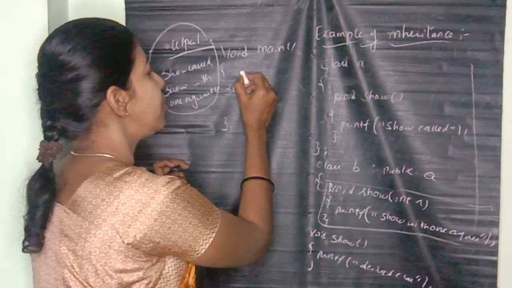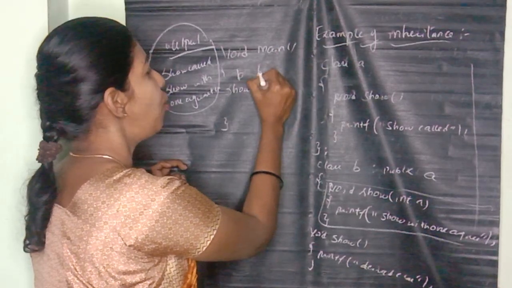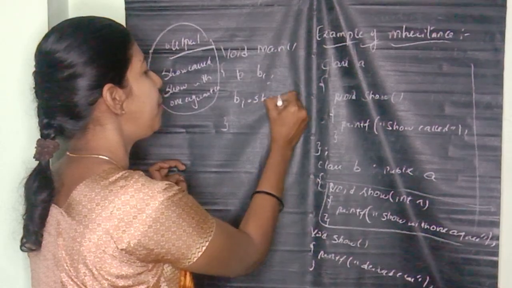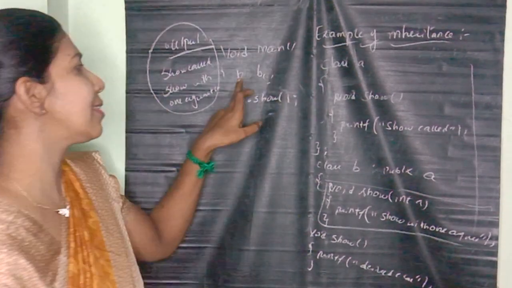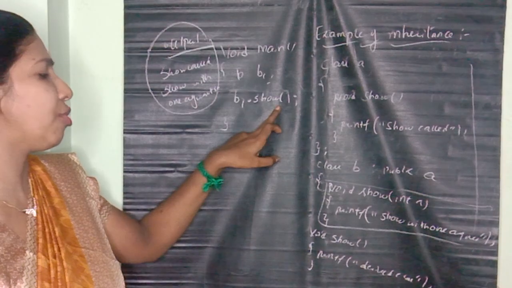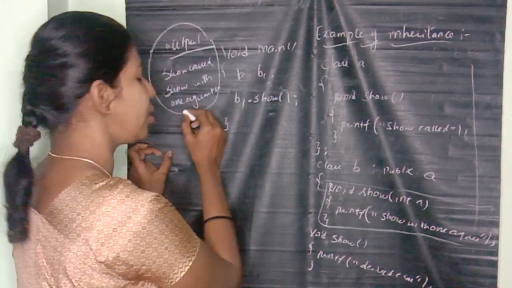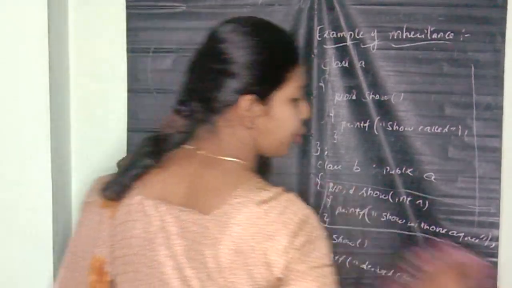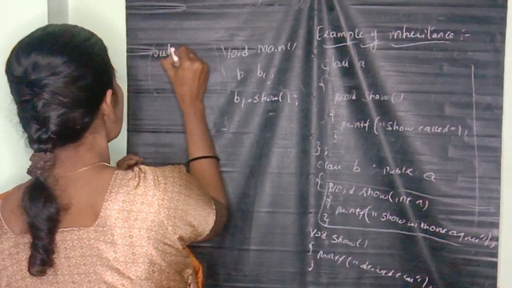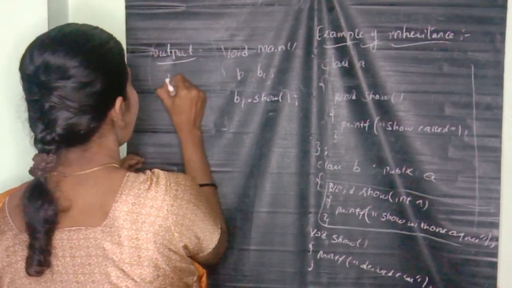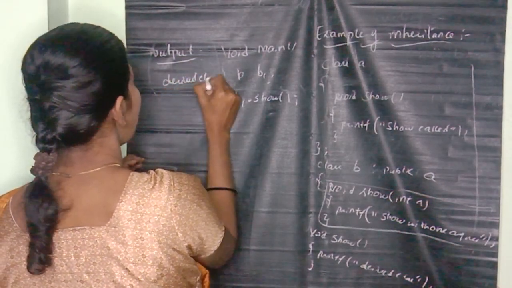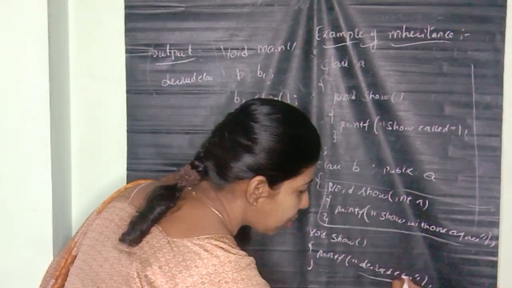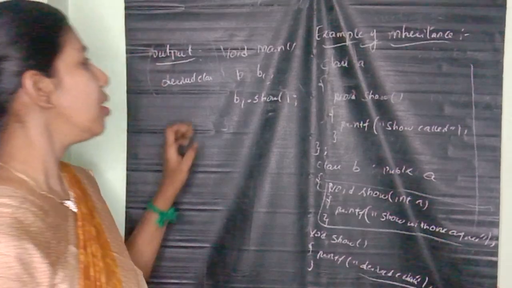Now creating an object for this class: object name dot show of function. Which function will be called? Derived class. What is the output of this one? Derived class, because the object created here is of the derived class.